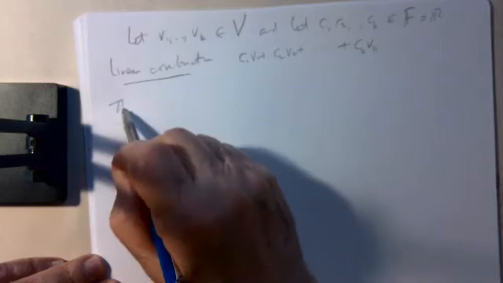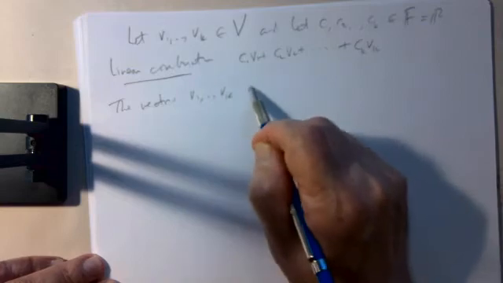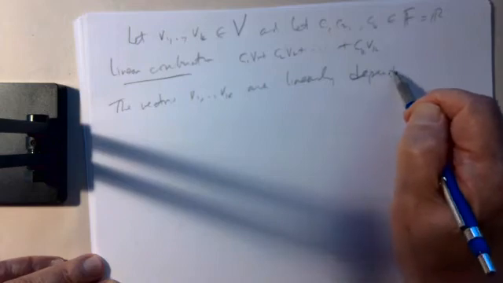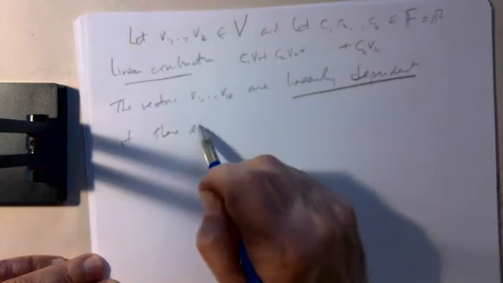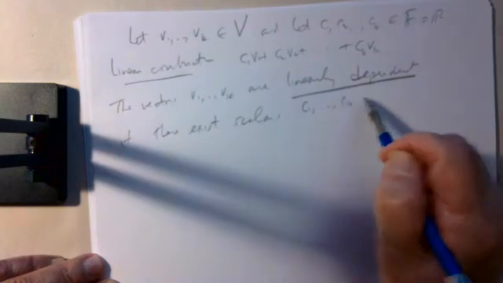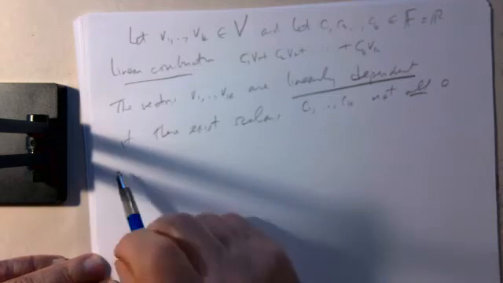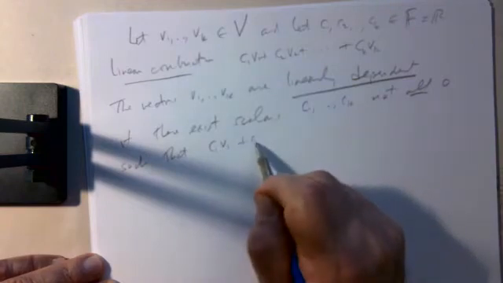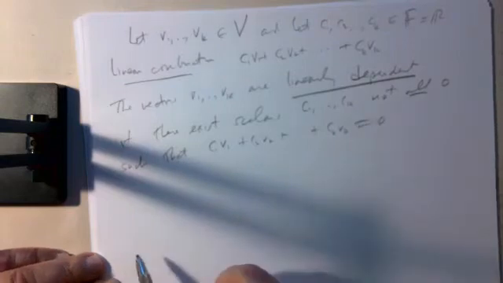And we say that the vectors v1 up to vk are linearly dependent if there exist scalars c1 up to ck, not all 0. Some can be 0, but not all 0, such that the linear combination c1 v1, c2 v2 up to ck vk is the 0 vector.